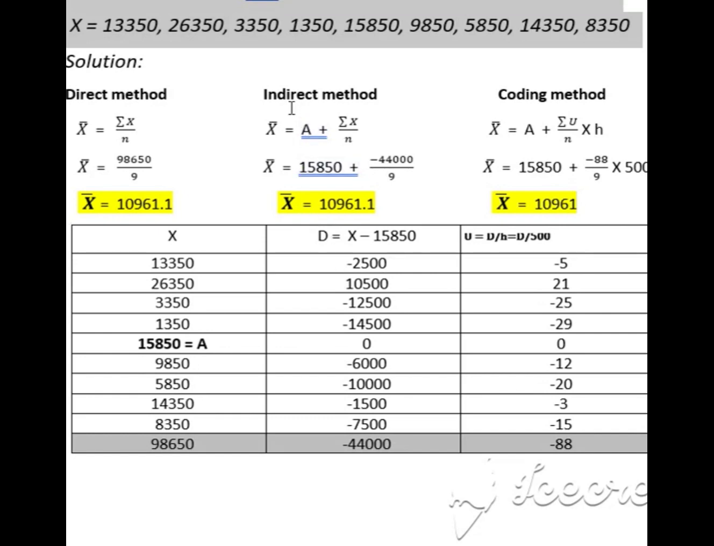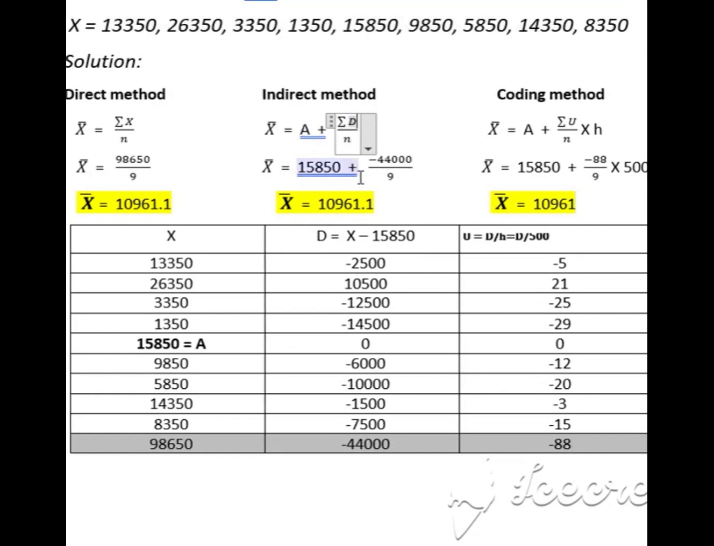The formula for the indirect method is A plus sigma d divided by N. Sigma d means the total of d, which is negative 44,000. So negative 44,000 divided by N, which is 9, plus the assumed value A, which is 15,850. After calculation, you will get the same answer as the previous one.